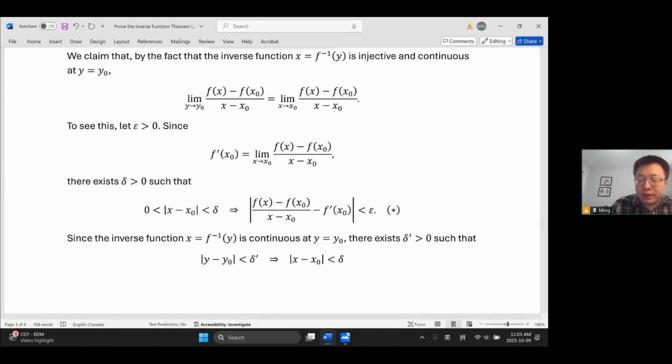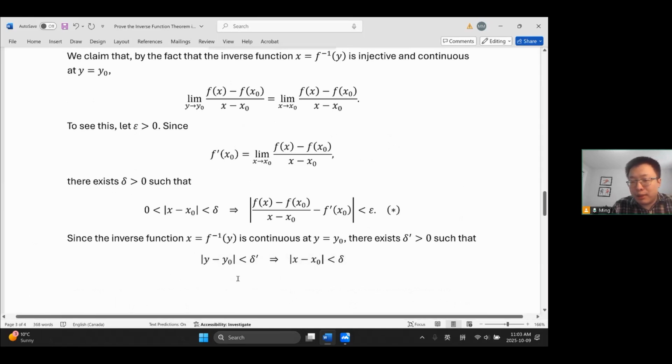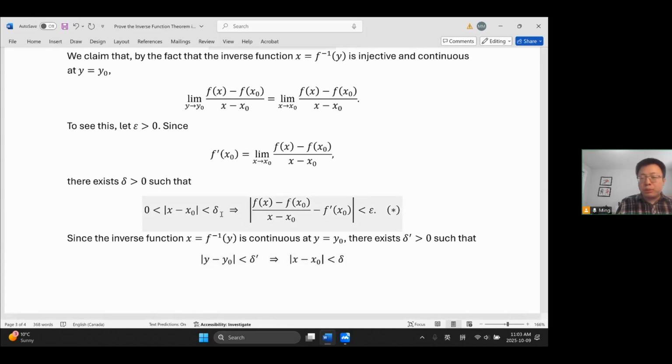Next, we're going to use the fact that the inverse function is continuous. Since the inverse function x equals f inverse of y is continuous at y equals y naught, there exists yet another positive real number delta prime such that if the absolute value of y minus y naught is less than delta prime, we have the absolute value of x minus x naught less than delta. And bear in mind, the delta in this line is the exact same delta as we had in the previous line. So what we're really trying to do is to create a flow of implication, if you wish, so that you can go from y being close to y naught to the difference quotient being close to f prime of x naught. So that's the idea.